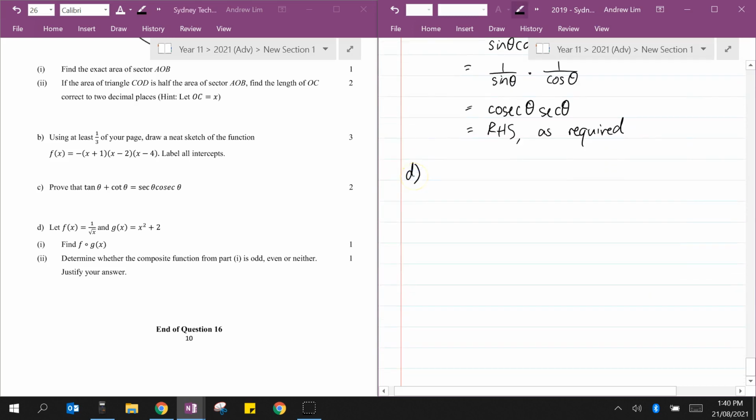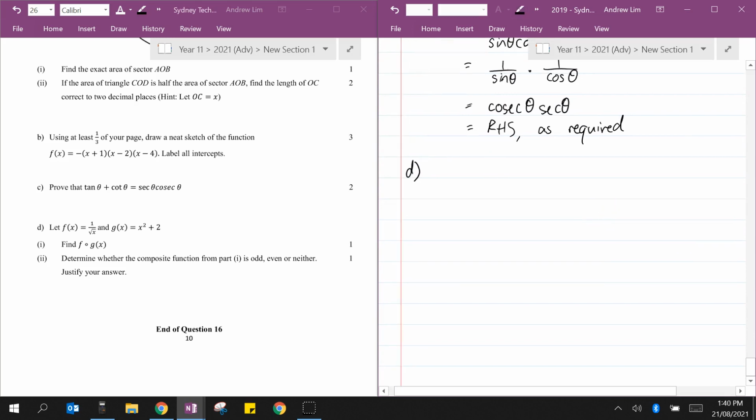Question D. Let f of x equal 1 over root x and g of x equal x squared plus 2. Find f of g of x. So f of g of x means we are going to replace all x's in f with whatever g of x is. So we've got 1 over the square root of x squared plus 2.